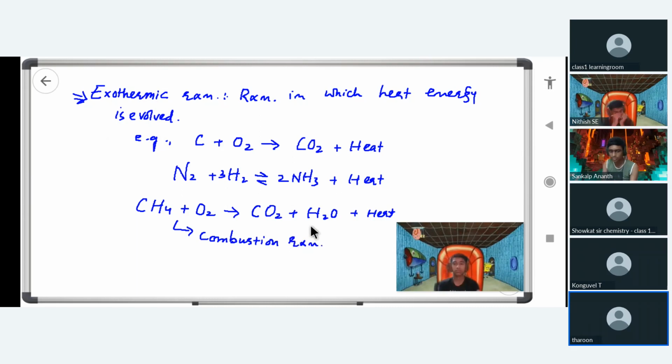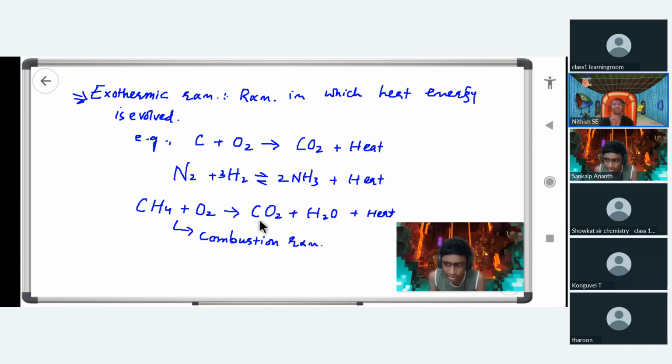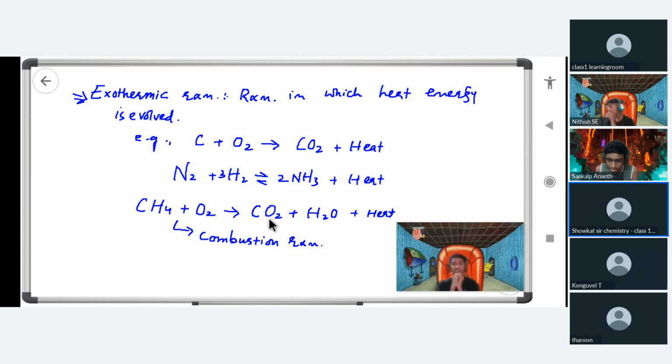Sir, it is also an exothermic reaction, right? CO2 is not a salt. A salt is that which contains ionic bonds, for example NaCl or sodium sulfate. So carbon dioxide cannot be a salt, right?